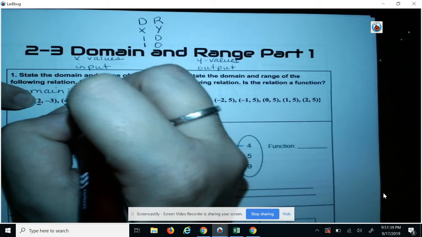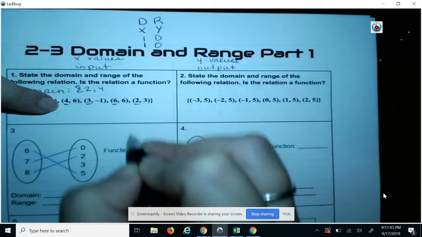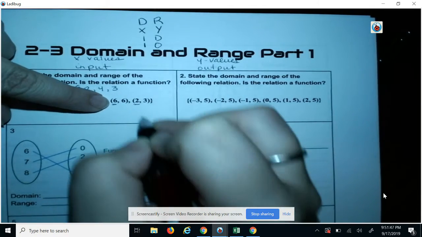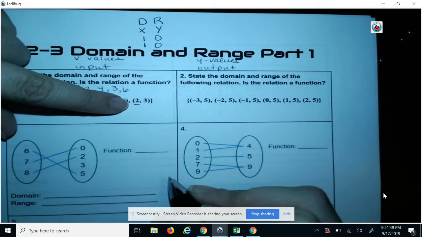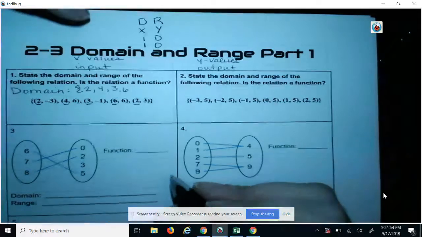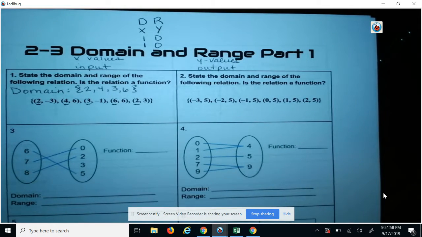So I have 2, 4, 3, 6, and 2, but 2 is already there. We don't want to list it twice. Once it's in the set, it stays in the set. Okay, and then that's the last one. I'm going to close my curly bracket.